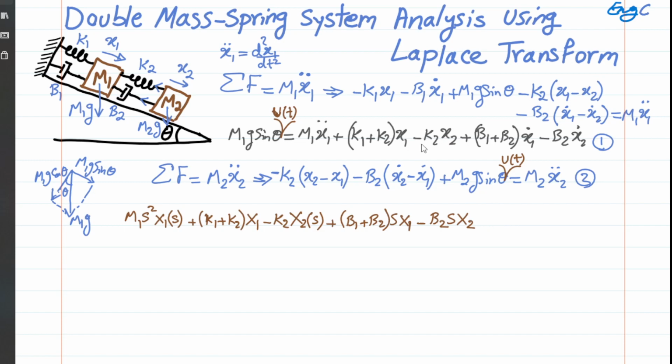Okay, so I think I took care of everything that I needed, meaning that all the components that I had here are taken care of. And finally, as you can see on the other side, I have m1g sine theta times u of t. So it's just as simple as m1g sine theta divided by s. 1 over s is the Laplace transform of u of t. So that's now my equation number 1, so let's say equation A.